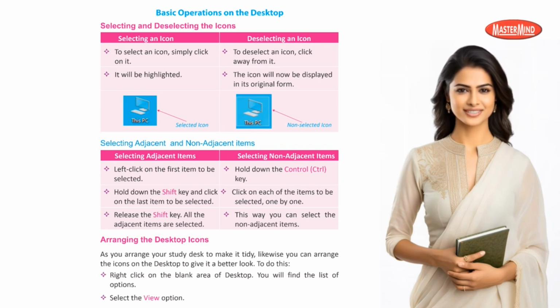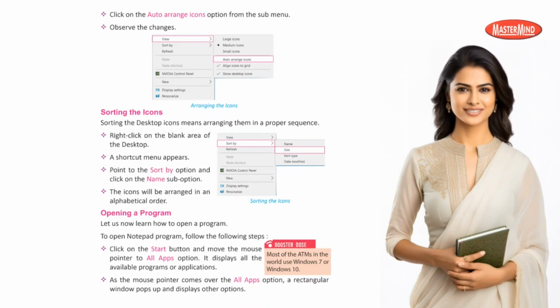Arranging the desktop icons. As you arrange your study desk to make it tidy, likewise you can arrange the icons on the desktop to give it a better look. To do this, right-click on the blank area of desktop. You will find the list of options. Select the View option. Click on the Auto Arrange Icons option from the submenu. Observe the changes.